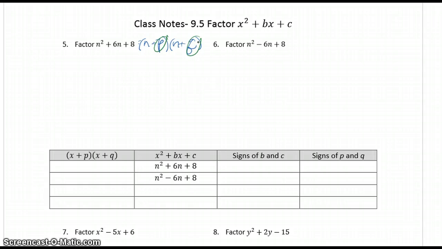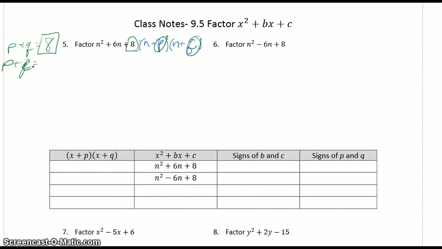And we know, just like from what we did yesterday, that p times q has to give us the last term in our polynomial, the term that's just the number. So here that is going to be 8. And p plus q has to give us 6.